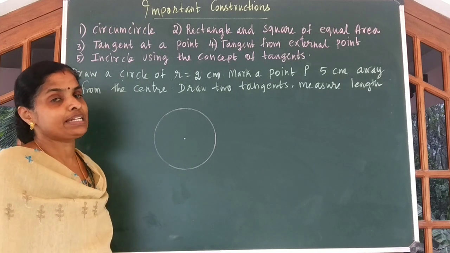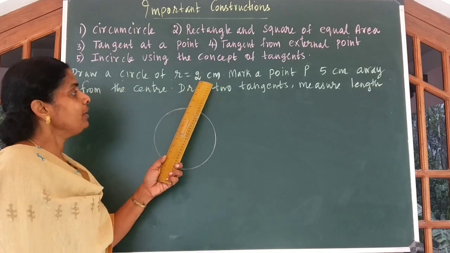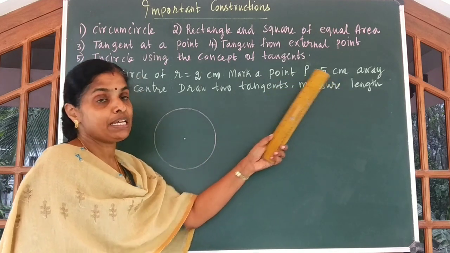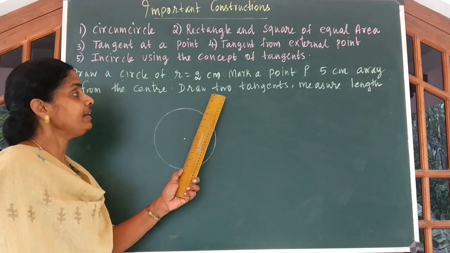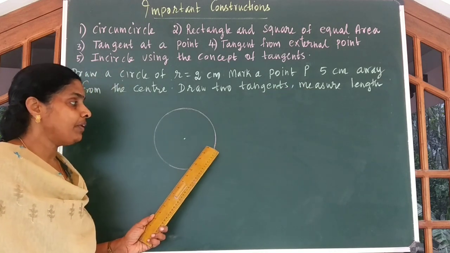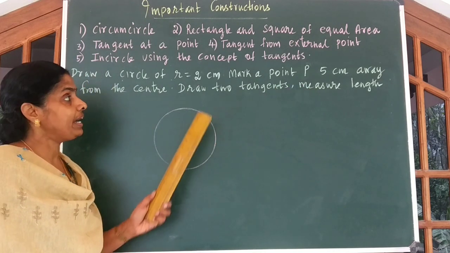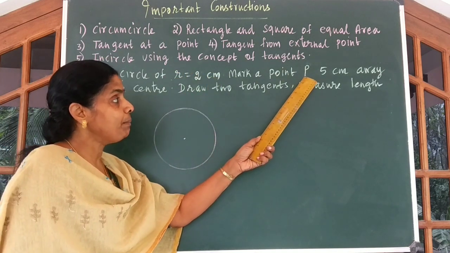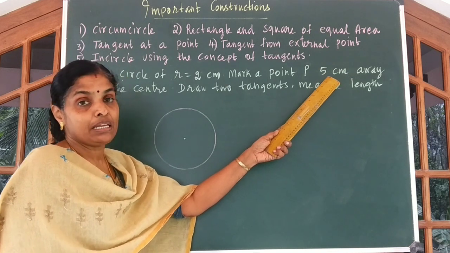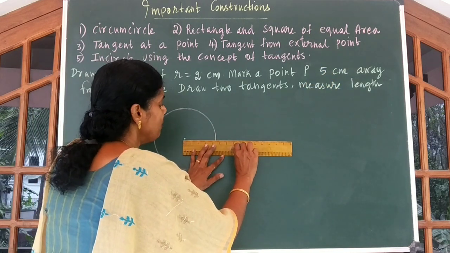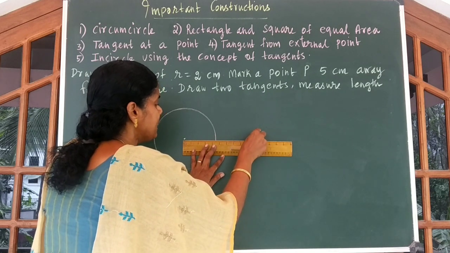Tangents from external point. Draw a circle of radius 2 cm. Mark a point P 5 cm away from the center. Draw 2 tangents and measure their length. First of all, I have drawn a circle of radius 2 cm. Now I have to mark a point P which is 5 cm away from the center. So from the center you have to mark 5 cm.